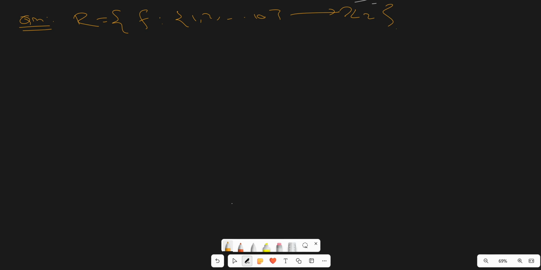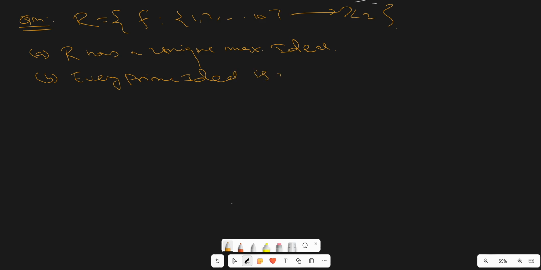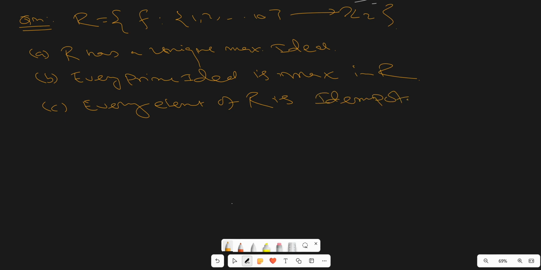So then, option A: R has a unique maximal ideal. Option B: every prime ideal is maximal in R. Option C: every element of R is idempotent. And the last one, none of the above.